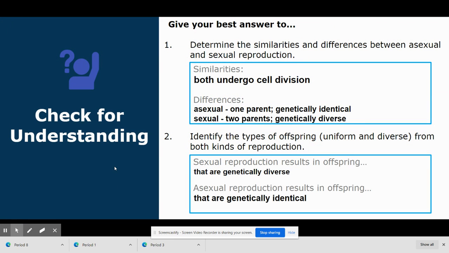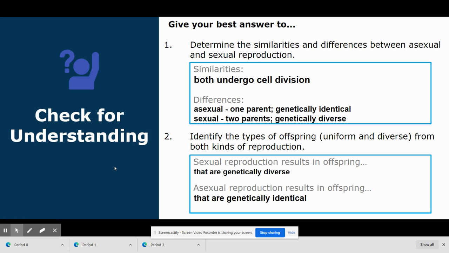All right, so with our check for understanding, I want you to answer these before you look at the answers. The first one says, determine the similarities and differences between asexual and sexual reproduction. Maybe a similarity is that both types can undergo cell division. Differences would be with asexual reproduction, there's one parent and genetically identical offspring. With sexual reproduction, there are two parents and you get genetically diverse offspring.